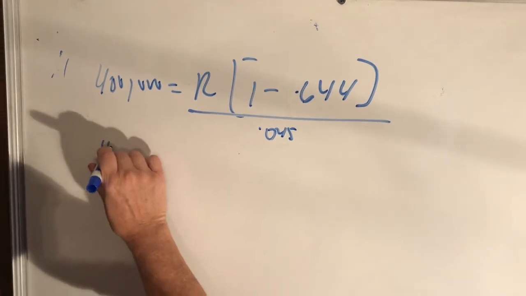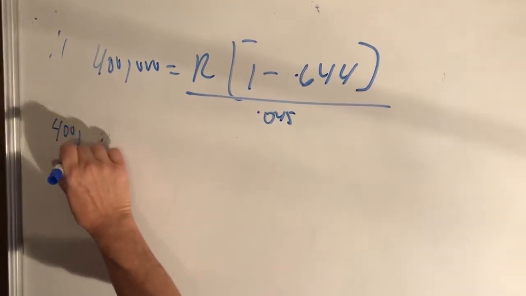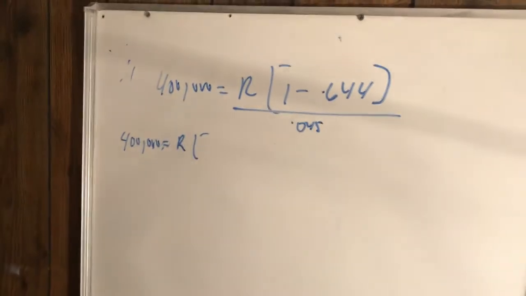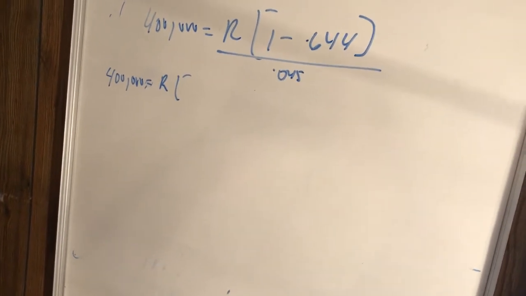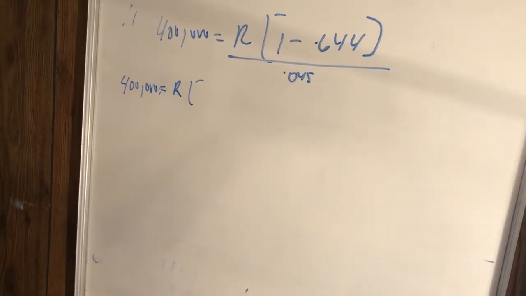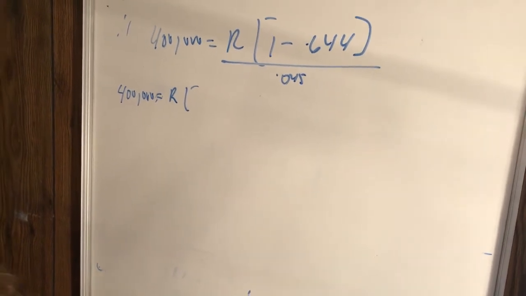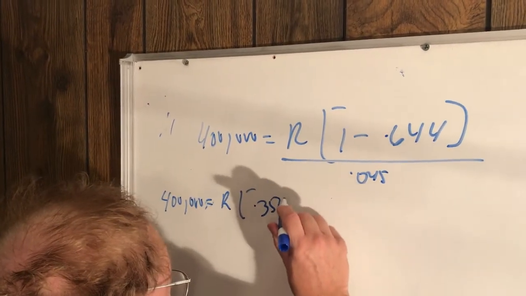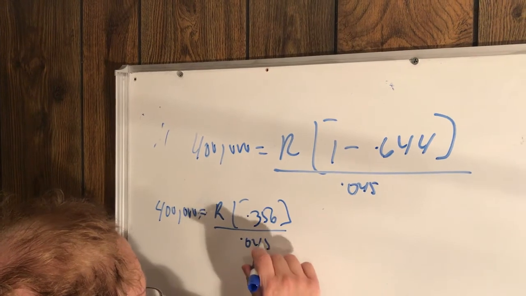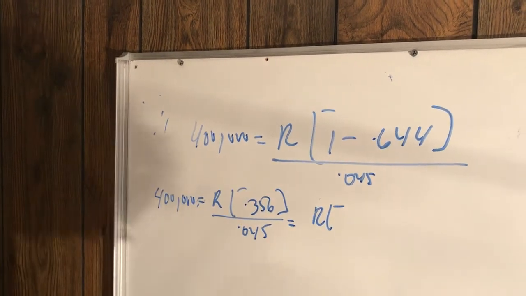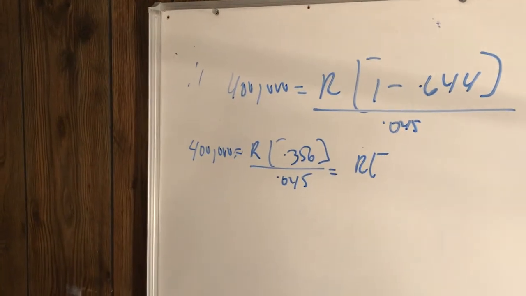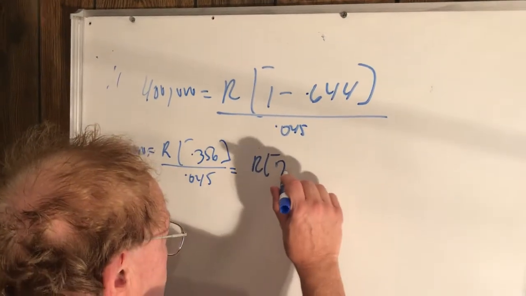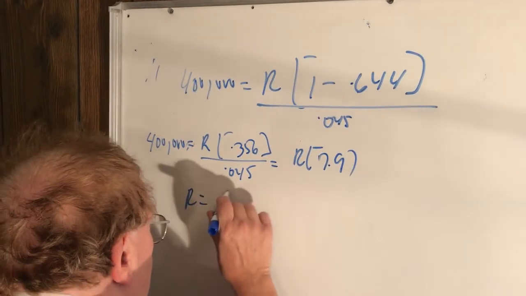So I'm going to put this over here so I can put it all in one line. So 1 minus 0.644 is 0.356. 0.356 divided by 0.045 is 7.9. So R equals 400,000 divided by 7.9.